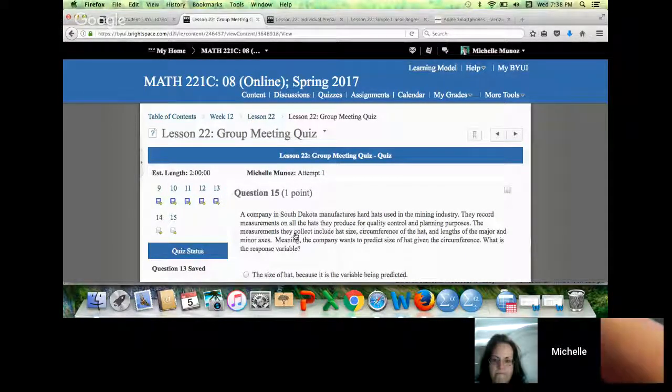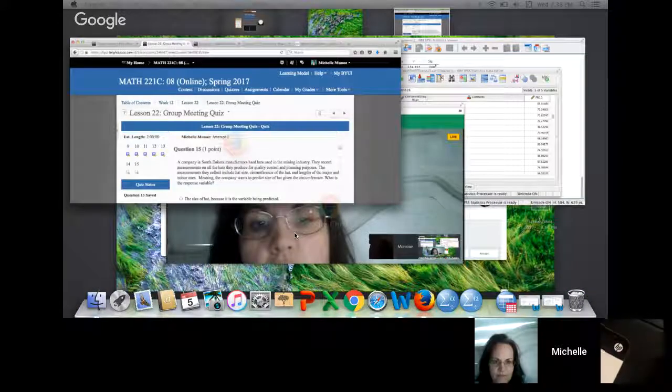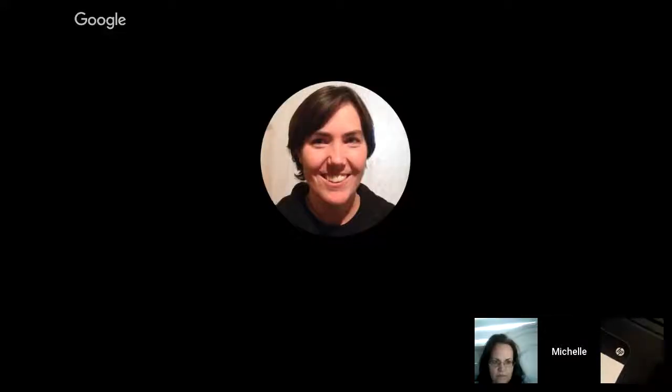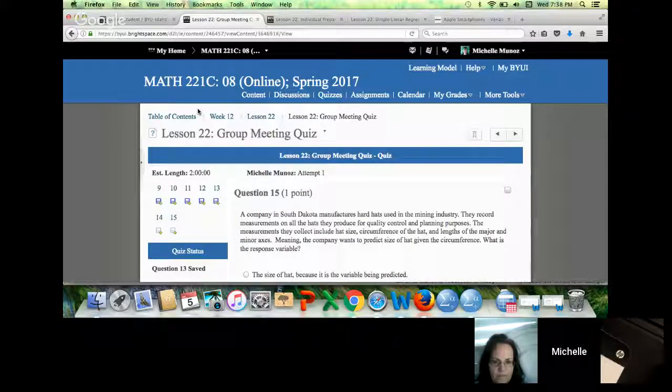I'm going to read 15. Okay. A company in South Dakota manufactures hard hats used in the mining industry. They record measurements on all the hats they produce for quality control and planning purposes. The measurements they collect include hat size, circumference of the hat, and lengths of the major and minor axis. The company wants to predict hat size given the circumference. What is the response variable?